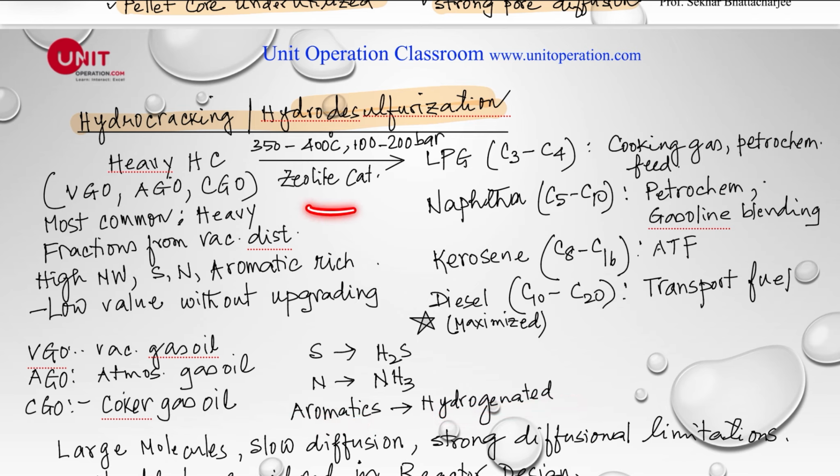So what is the relevance to this particular problem? When we design the catalyst, we must remember these are very large molecules. They tend to diffuse very slowly within the catalyst pores. There's a strong diffusion limitation.